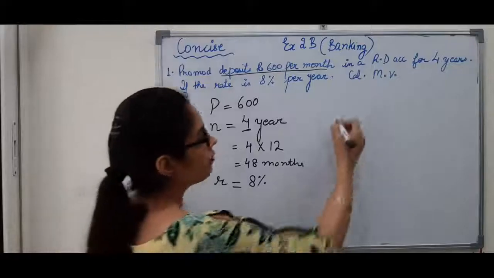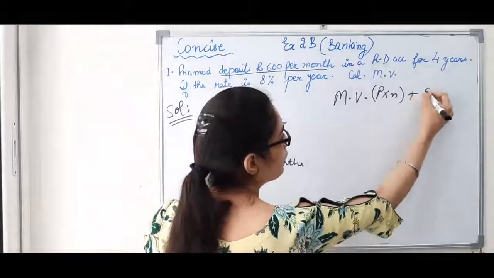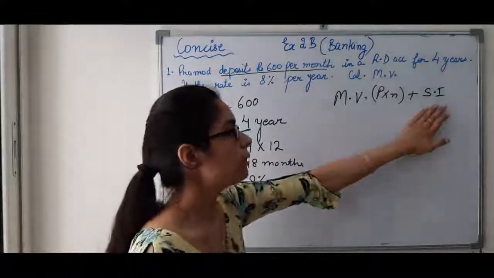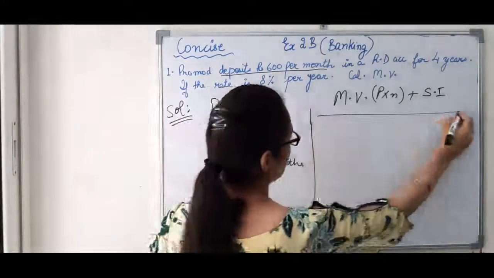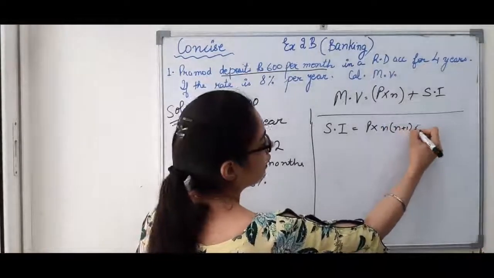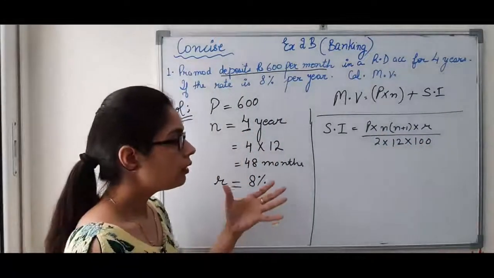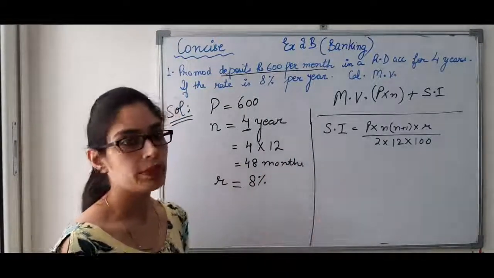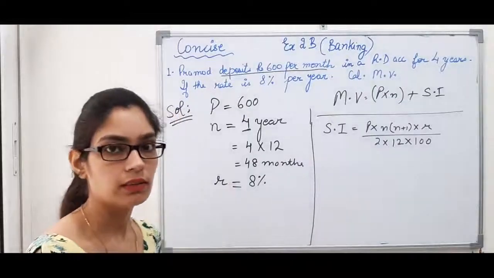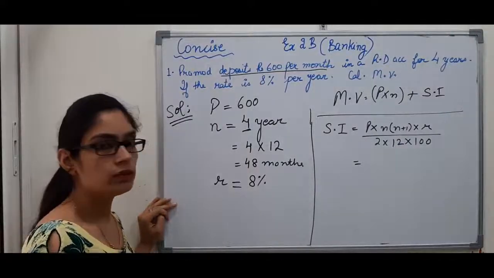We have to calculate the maturity value. You all know maturity value is equal to P into N plus simple interest. In order to calculate the maturity value, I need simple interest. So let's calculate simple interest first. The formula of simple interest is P into (N plus 1) into R by 2 into 12 into 100. I want you all to try this sum by putting the values of P, N and R, and just pause the video. Try to do it yourself, and then after doing, check if you have got the correct answer or not. This chapter requires a lot of practice, because calculations are a little bit complex. So keep on doing along with me.